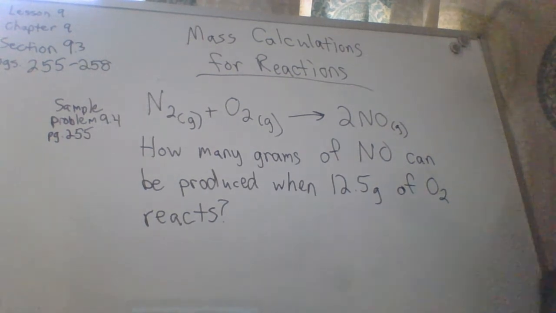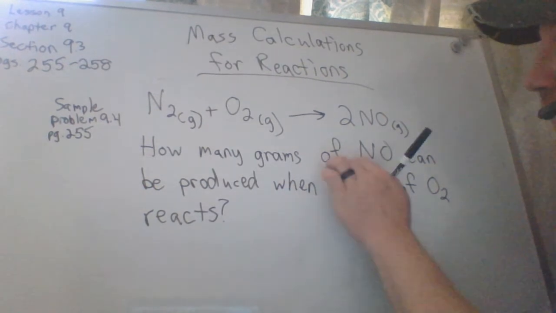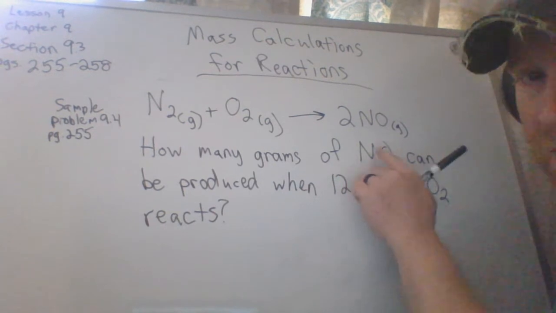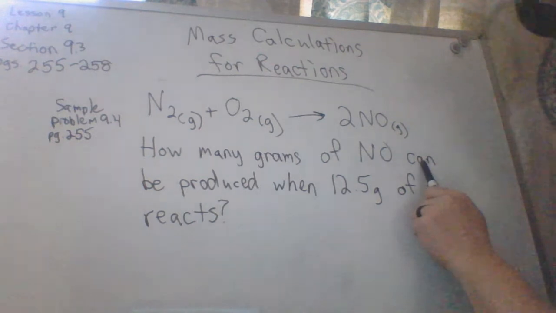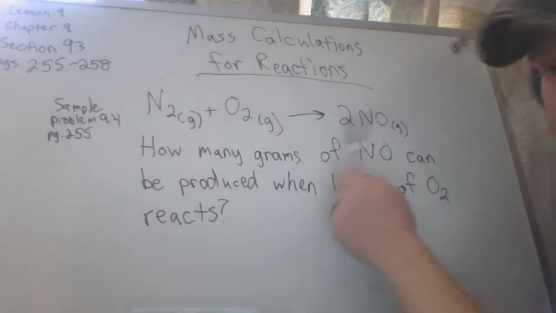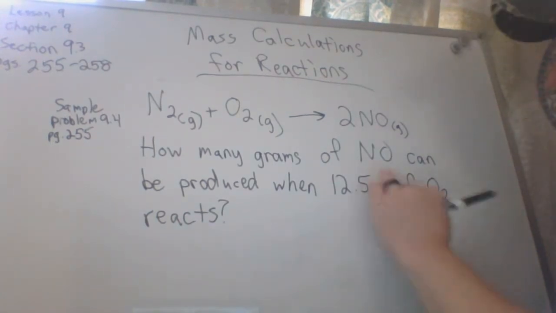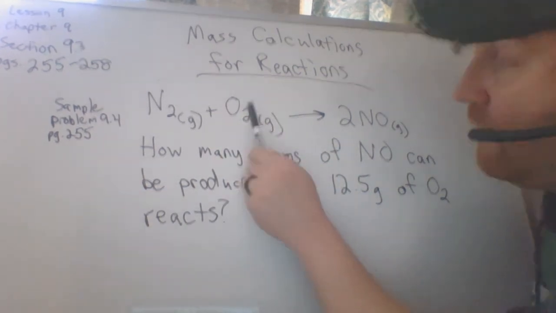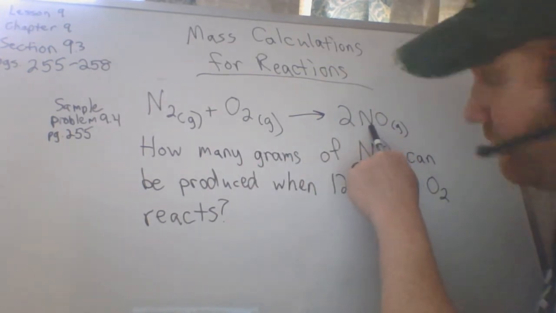How many grams of nitrogen oxide, here's the question, how many grams of NO? I want to stop there. Our answer is going to be in grams of NO. We want grams of this. But how many grams of that can be produced when 12.5 grams of O2 reacts? Our initial measurement, what we're going to start with, is 12.5 grams of oxygen gas. We are going to essentially jump from grams of O2 to grams of NO.